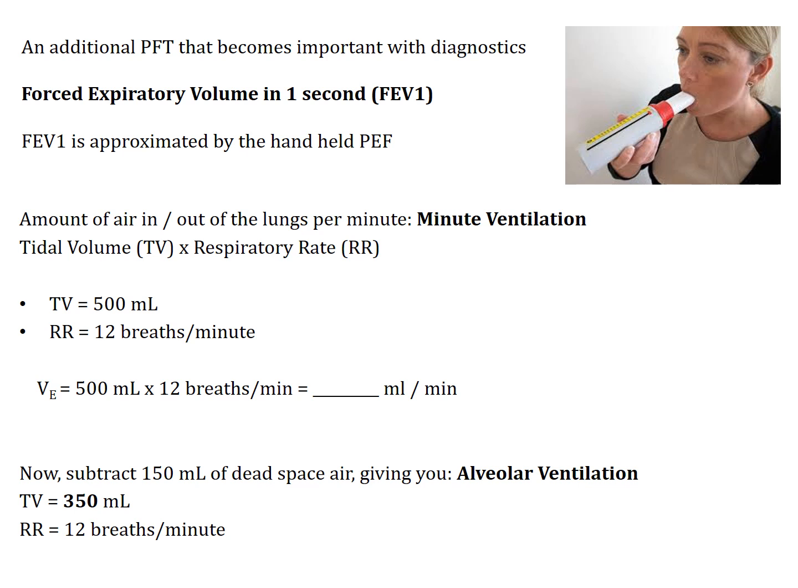Okay, minute ventilation. If you take your respiratory rate times your tidal volume, and again, we're just going to assume that your tidal volume is about 500 milliliters, multiply that together, and that gives you the total amount of air that you're exchanging in a minute. That's your minute ventilation. 500 times 12 is 6,000 ml, so about 6 liters of air.